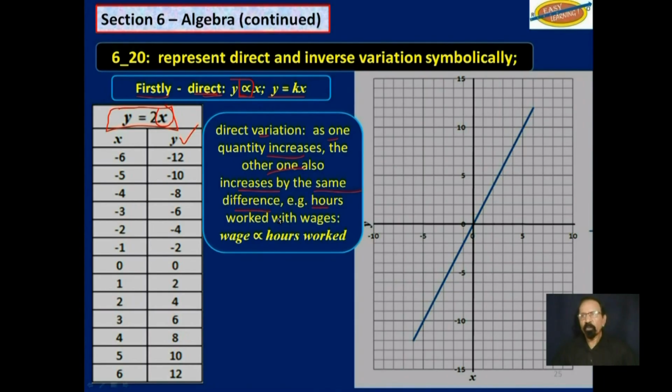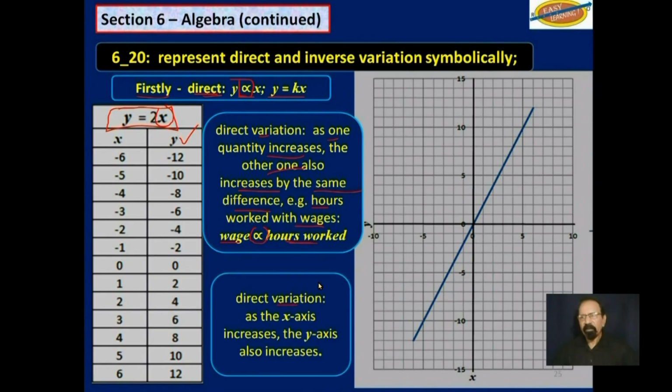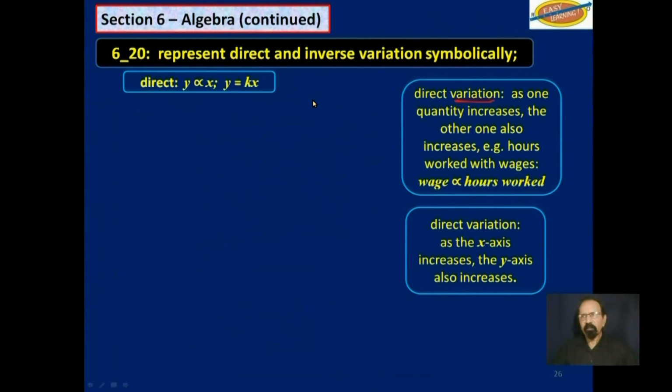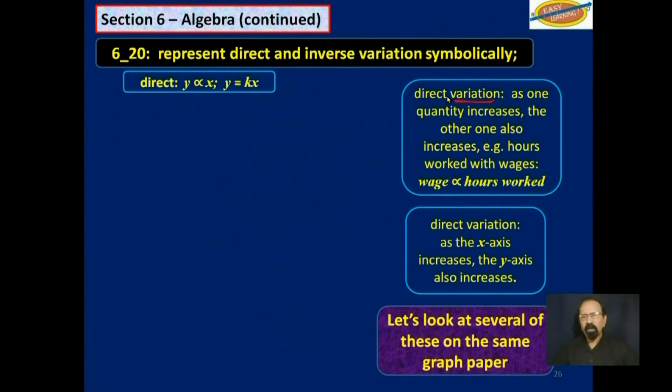Example, hours worked with wages. So wage is directly proportional to the hours worked. Direct variation: as the x-axis increases, the y-axis also increases by the same amount. So that's direct variation. Now let's look at several of these on the same graph.